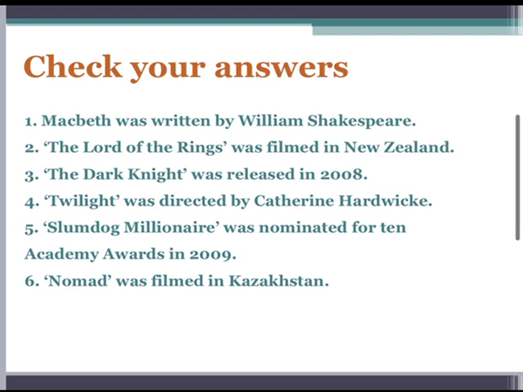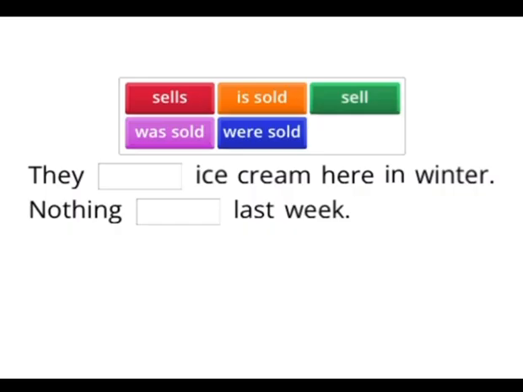Number 4, Twilight was directed by Catherine Hardwicke. Number 5, Slumdog Millionaire was nominated for 10 Academy Awards in 2009. And number 6, Nomad was filmed in Kazakhstan. Okay, well done. And now let's do the next task with me. Complete the sentences with the appropriate verbs.